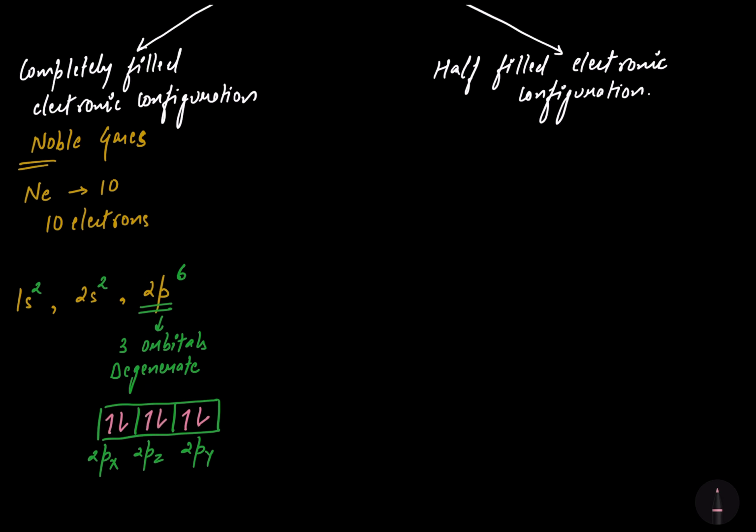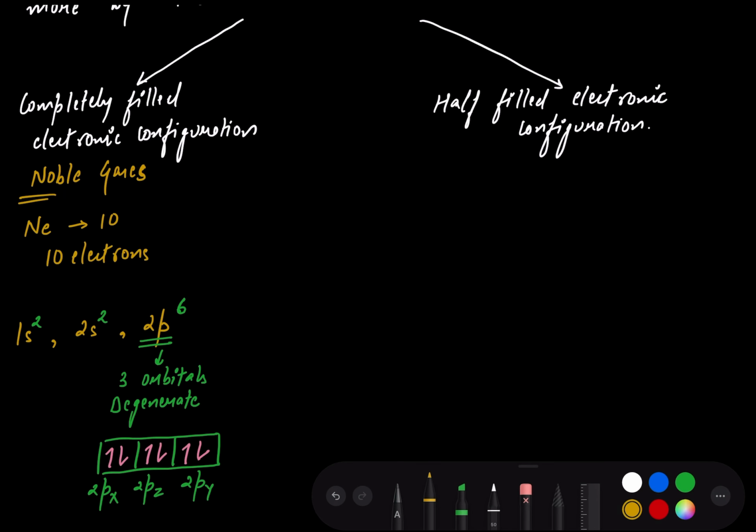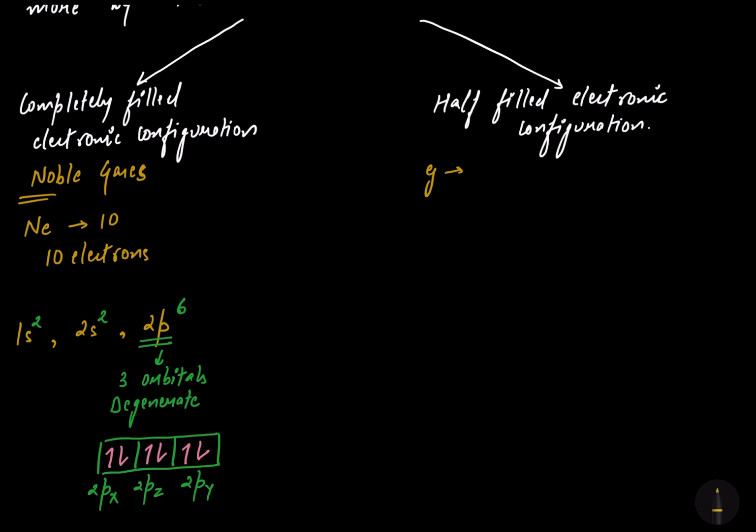So we got a completely filled electronic configuration in the last subshell being filled, and the last subshell was 2p. That's why it's a completely filled electronic configuration. That's why it's a stable one. That's why it's a noble gas. So now let's talk about the half-filled electronic configuration. For half-filled electronic configuration, I'm taking the example of nitrogen.